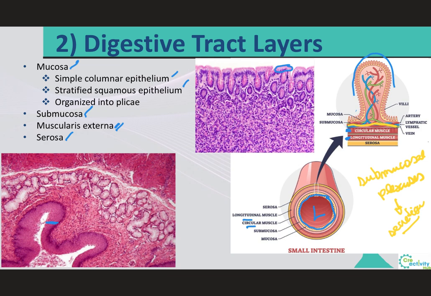And contraction of these layers will alter the shape of the lumen, and it will move the epithelial pleats and the folds. And these movements are going to be coordinated primarily by neurons of another plexus, which is called the myenteric plexus. This myenteric plexus is going to be located between these two muscle layers, therefore between the circular and the longitudinal muscle layer.